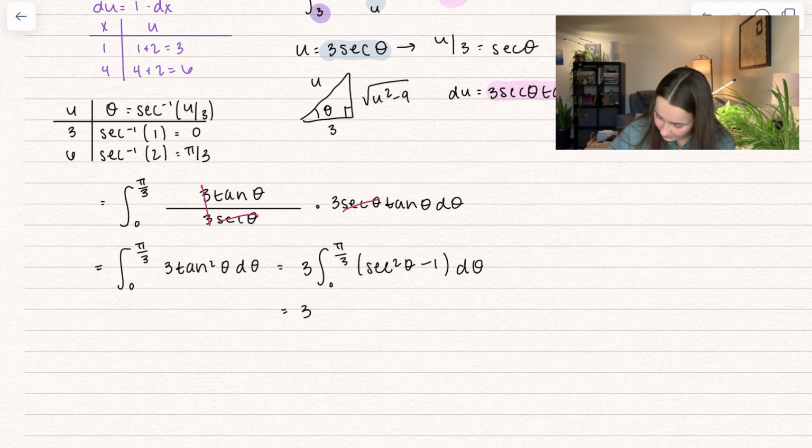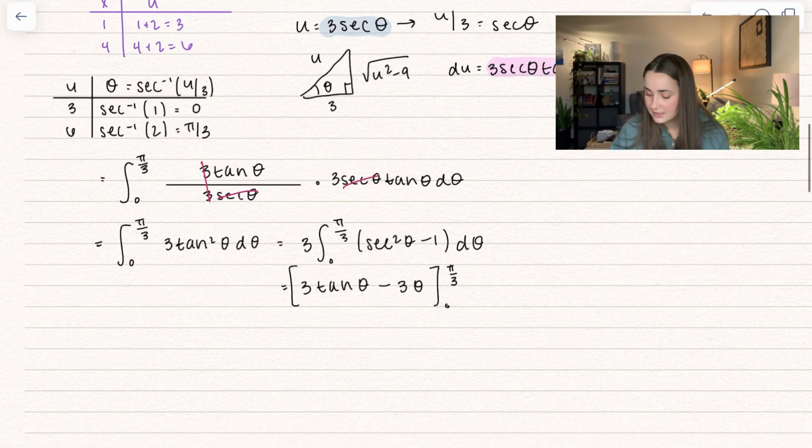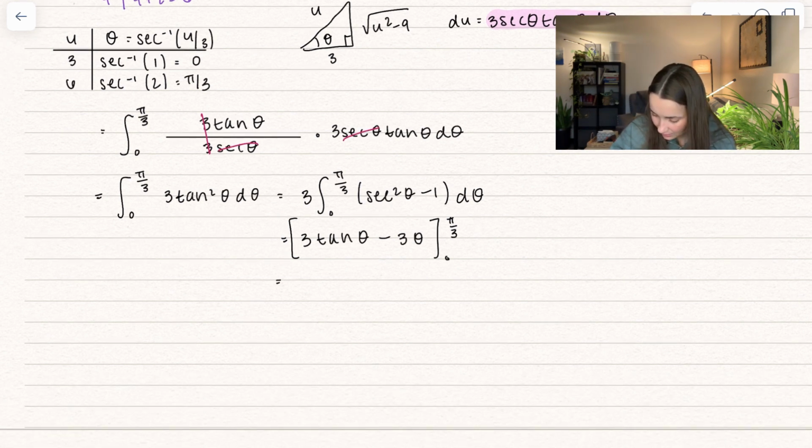So we get 3 times, that becomes tangent of theta minus 3 theta, and this is going to be evaluated between 0 and pi over 3. And notice I just already multiplied that 3 in. So let's go ahead and plug in upper minus lower.